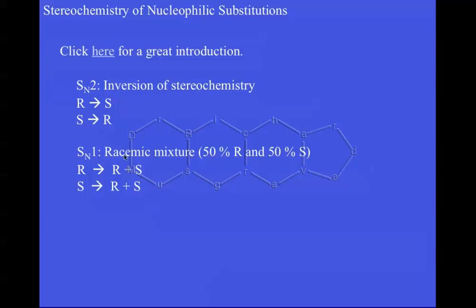SN1, we end up with what's called a racemic mixture. That's a 50% mixture of R, 50% mixture of S. We start off with an R reactant, we'll get R plus S products, and S reactant, R plus S products. So for SN1, regardless of the stereochemistry we start with, we always end up with the same thing, R plus S.